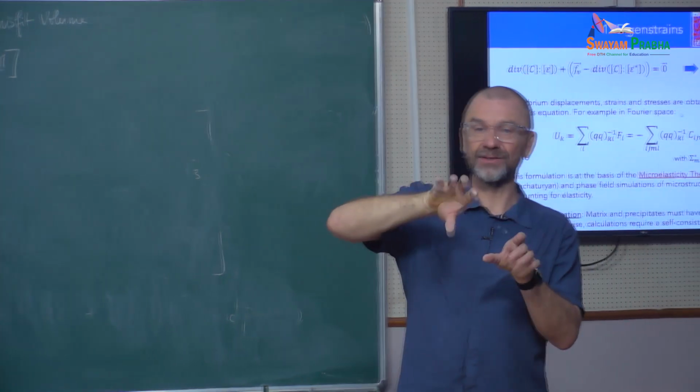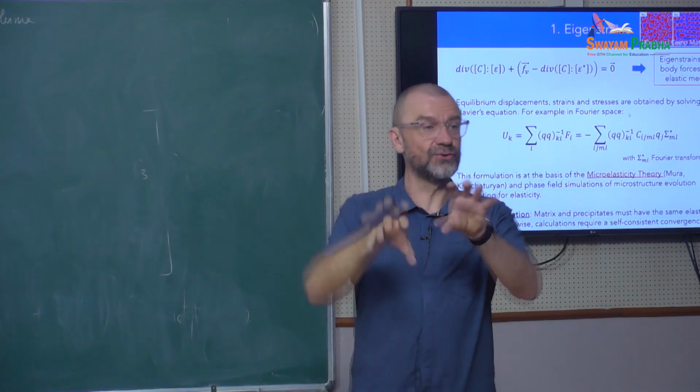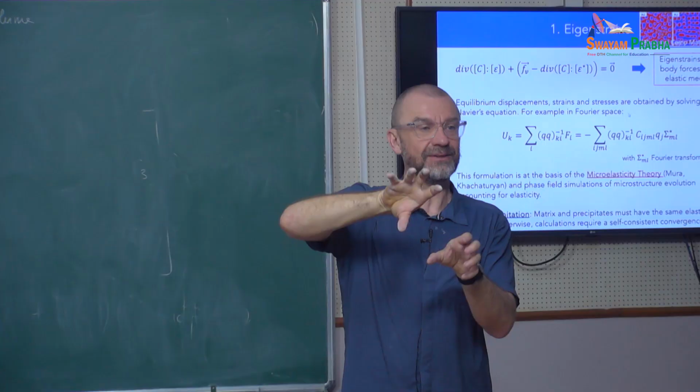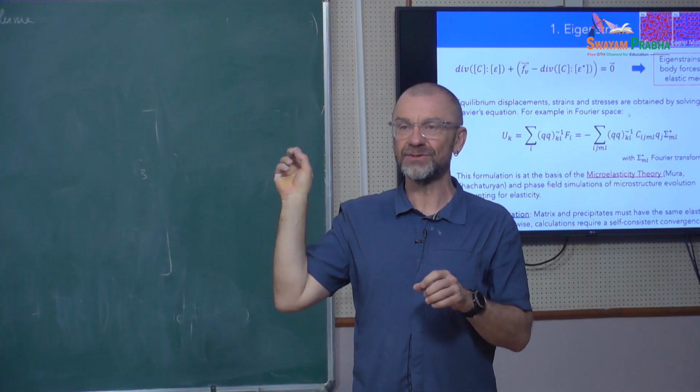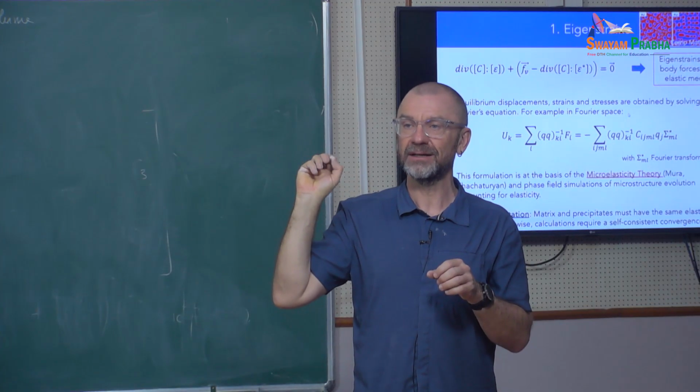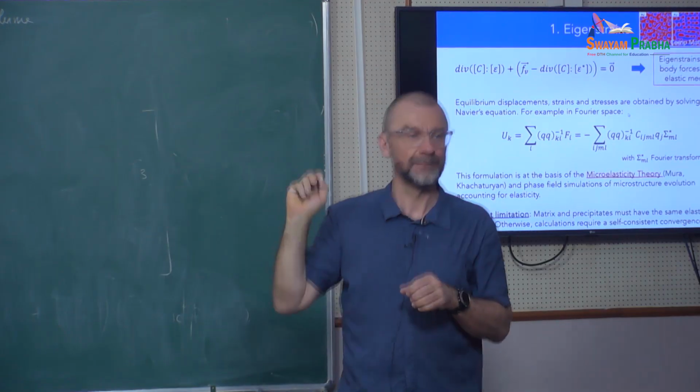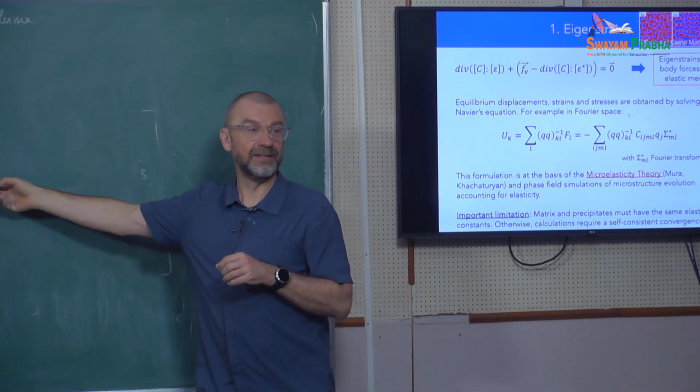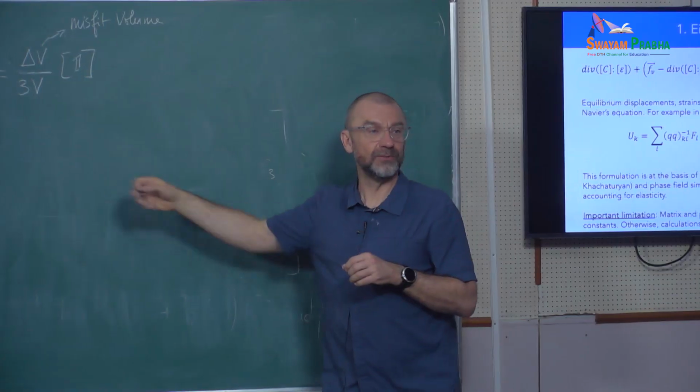Because the dumbbell has an orientation, right? The two atoms are in a given orientation. So it means that the eigenstrain tensor will look like the tetragonal eigenstrain that we wrote.